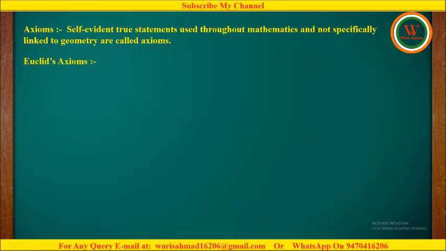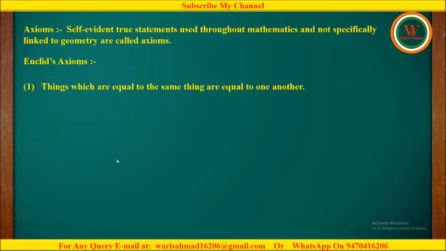So the very first axiom is: things which are equal to the same thing are equal to one another. Let us take an example. Suppose x is equal to 5, and second statement, y is also equal to 5. So here we can observe that things which are equal to the same thing, here 5 and 5, both are equal. So according to this axiom, things which are equal to the same thing are equal to one another.